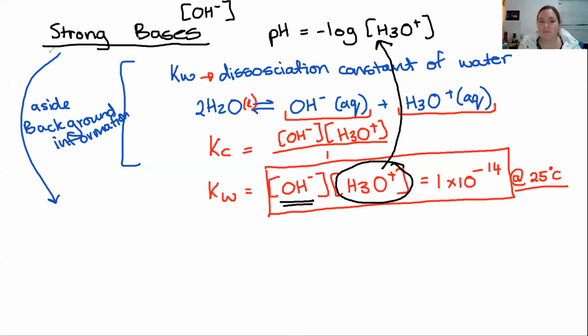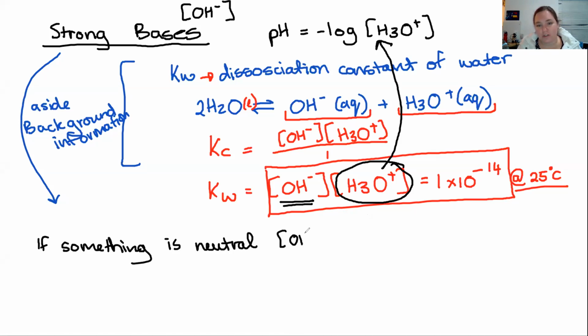Now, one last thing before I later come back with the strong bases example, which will probably be on a new slide, is I want to talk to you about how we get a pH of 7 for neutral. So, if something is neutral, we can confidently say that the concentration of OH minus is equal to the concentration of H3O plus.